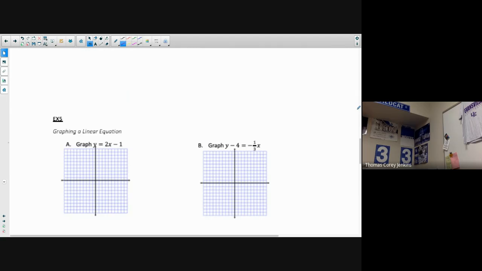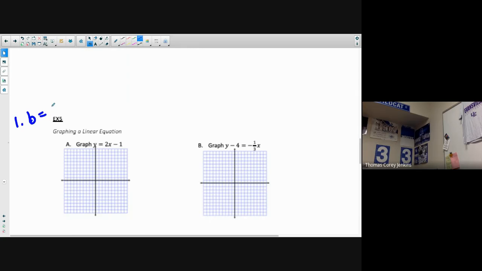All right, so let's graph a couple. A is about as simple as it gets. It's given to us in slope-intercept form, and we just have to graph it. So our steps here are similar. I would always start from our B.